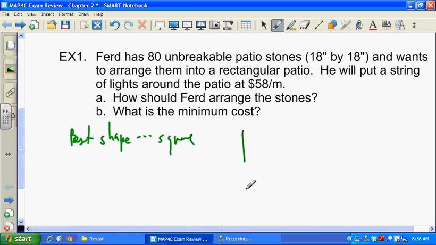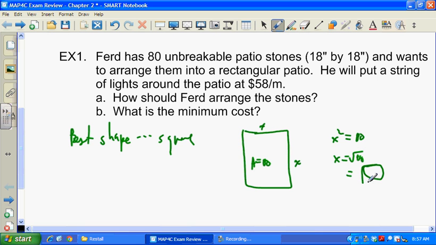We're given that the area is 80. We'd like to make it a square, the closest to a square, because that gives us the minimum perimeter. So we know that x squared is 80, and x is the square root of 80, but this isn't a whole number. If it was just fence, then we would make it the square root of 80, but these are patio stones, so we're not going to be able to break them. This is the idea of unbreakable patio stones. We'll have to find a way to arrange them that's closest to a square.